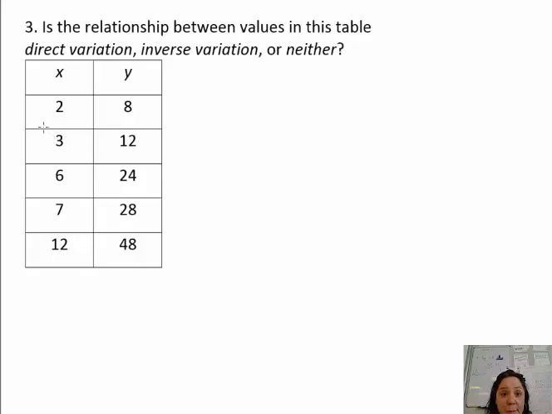Let's take a look at some problems. We're asked to determine the relationship between the values in this table to decide if we have direct variation, inverse variation, or neither. So let's take a look at these numbers. As our x's get larger, our y's are also getting larger. So we can't have inverse variation because in the case of a constant product where one's getting larger, the other one must be smaller. Now let's see if we have a linear relationship, which is the first part of whether we have a direct relationship.